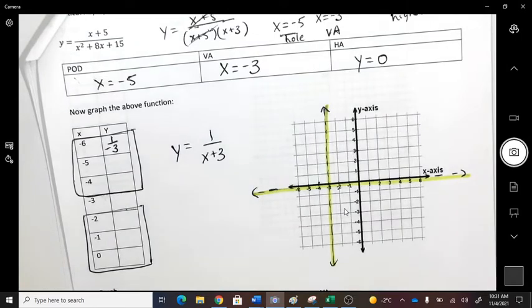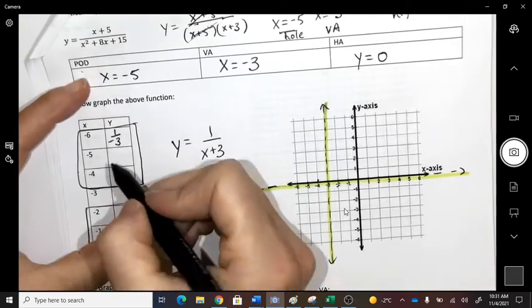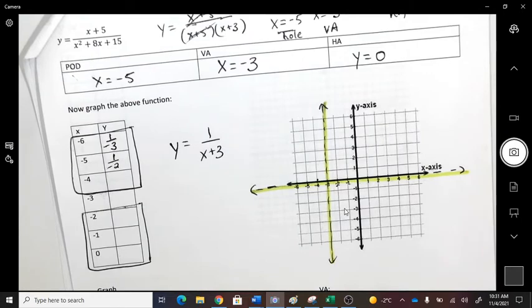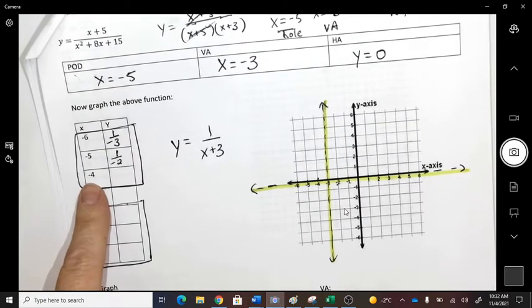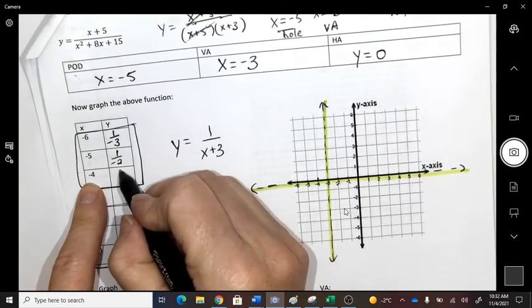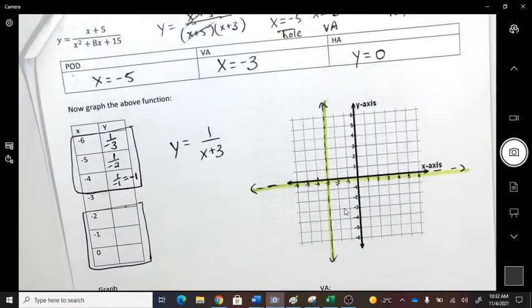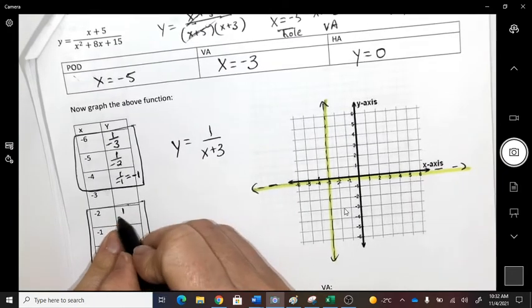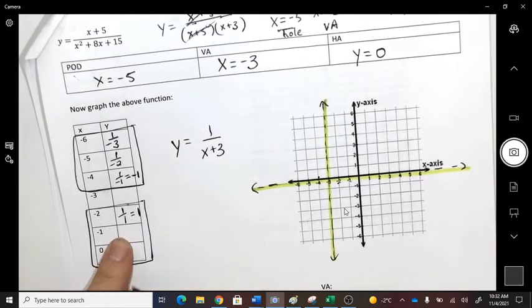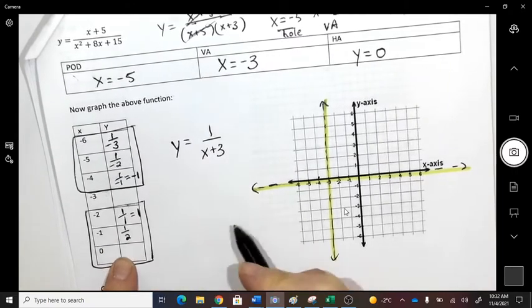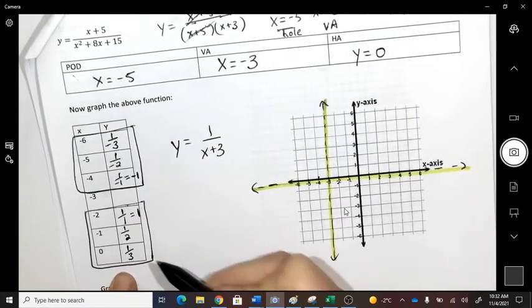What happens when you plug in a -5? 1 over -2. Plug in a -4. The bottom is 1 over -1, or in other words, just -1. Okay, plug in a -2. The bottom is 1. Plug in a -1. Then the bottom is 2. Plug in a 0, and the bottom is 3.